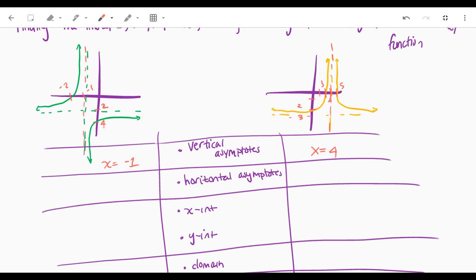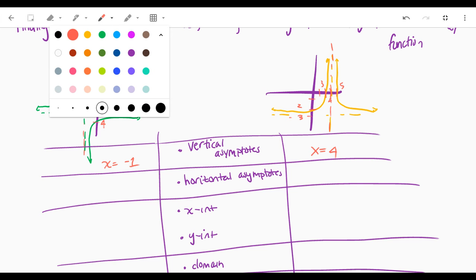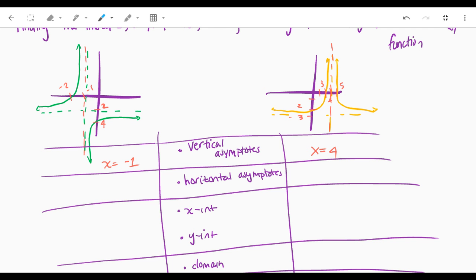Okay, your horizontal asymptotes will always be y equals. So we're going to have, let's do blue, y equals. Okay, so on the green one, your horizontal asymptote is y equals -2. And on your yellow one, your horizontal asymptote is y equals -3. Okay, now we're going to look at your intercepts here.